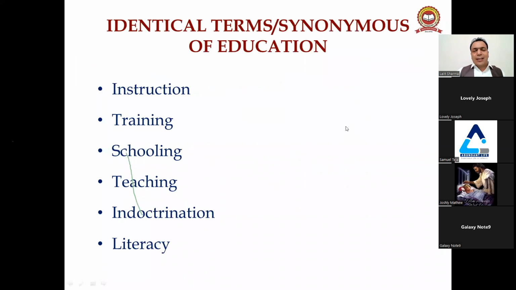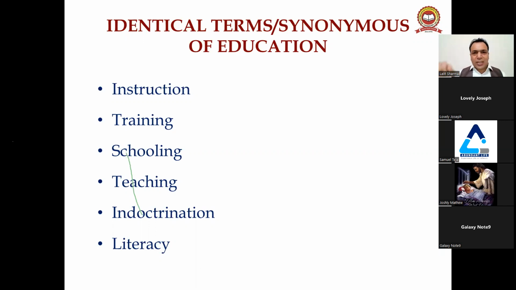Okay, guys. Then we move to some of the identical terms, just synonyms of education. Sometimes we get confused. Sometimes we say that instruction is education, training is education, schooling is education, teaching is education, indoctrination is education, literacy is education. But guys, these terms are not full-fledged education. They are part of education, right?